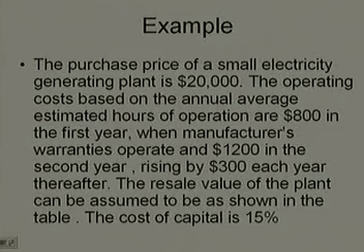Now, in this problem, the resale value of the plant is given for different years. I will show you, it is in the next slide. The cost of capital is 15%. So, what are the informations that you have in this slide? The cost of electricity generating plant is $20,000. First year the operating cost is $800, second year $1200, and thereafter it is increasing by $300 every year. Resale value I will give you in the next slide, and the interest rate that you can use for this problem is 15%.